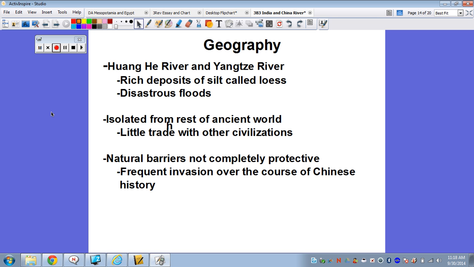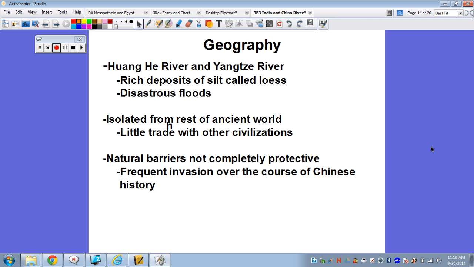China was isolated from the rest of the world. They had little trade with other civilizations. Remember that big Himalayan mountain range in India that separates India from China? They have an ocean to the east. So there's not going to be a whole lot of trade with China. They're going to develop independently for the most part during this period.